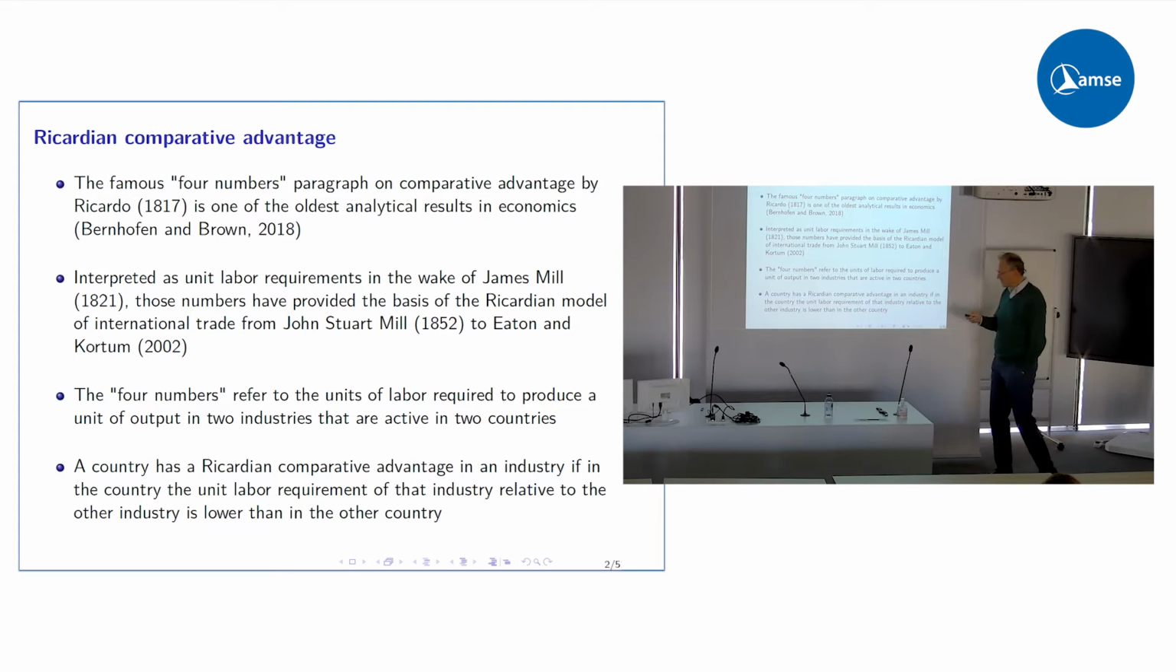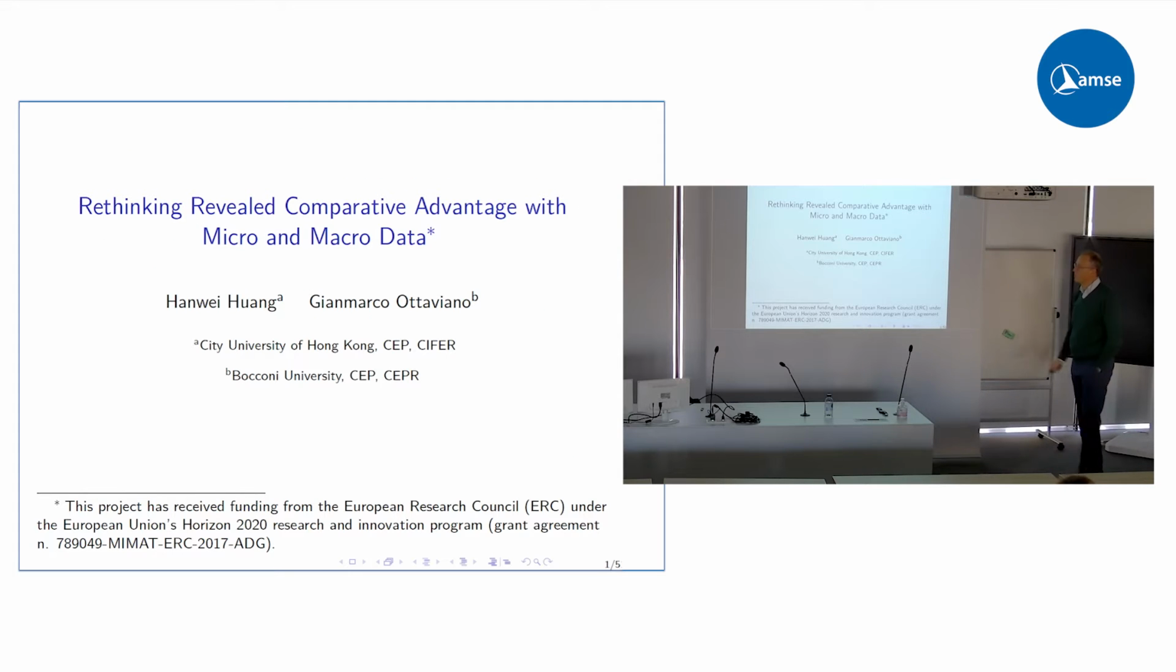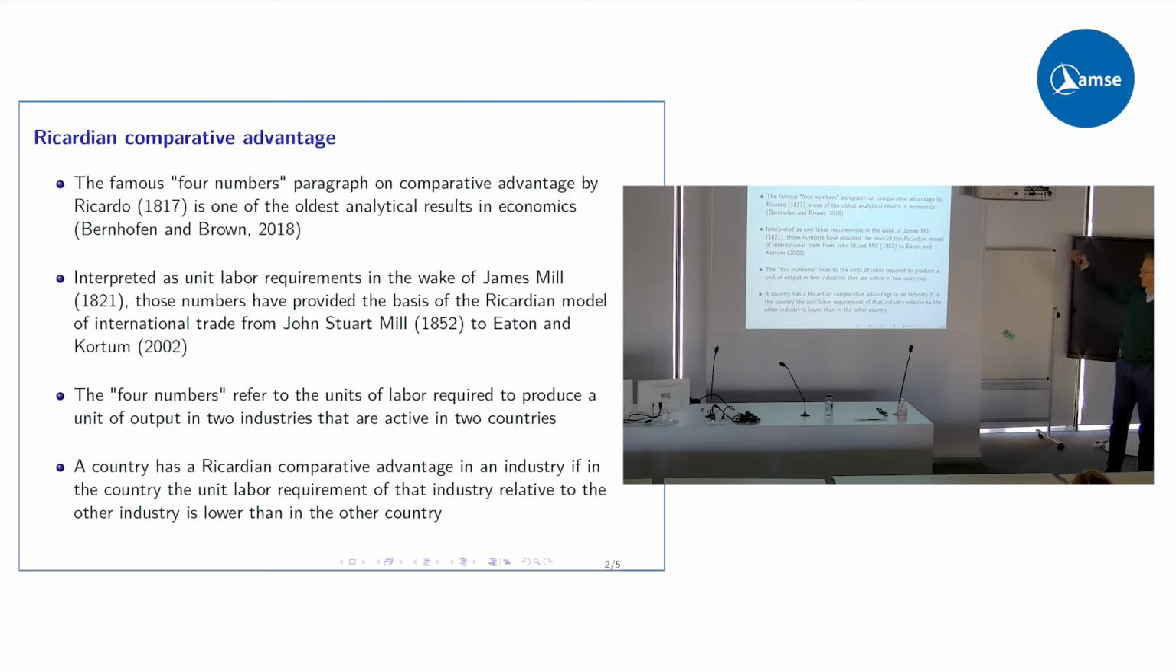In this paper, what we do is we go back to this old concept of revealed comparative advantage, and we try to see whether we can come up with new measures that are exploiting micro and macro data. So what is this idea of revealed comparative advantage? First of all, it is about retrieving some of the basic fundamental parameters of trade models, and in particular, in our case, the Ricardian trade model.